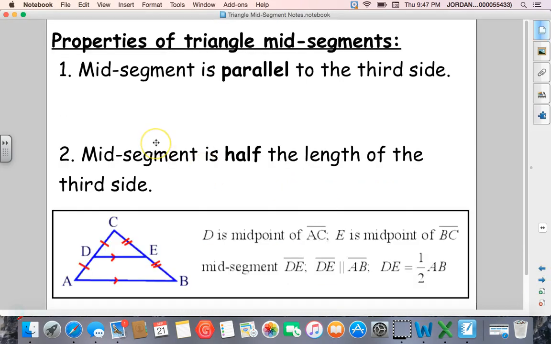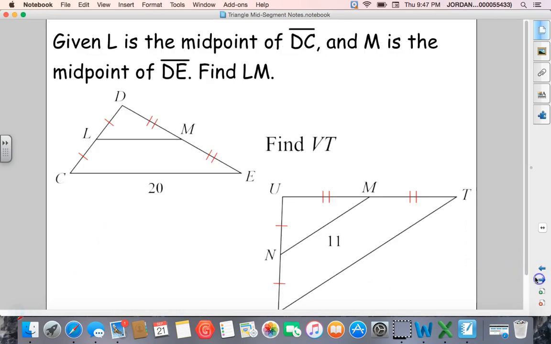Some cool things about mid-segments, okay? Just some properties about mid-segments on a triangle. Mid-segment is always parallel to the third side. You can see right here this little arrow. This little arrow means that these two lines are parallel. So our mid-segment is parallel with the third side. And also, another cool thing is the mid-segment is always half the length of the third side. So whatever the length of this is, the third side is going to be twice as much as the length of that mid-segment right there, which is kind of a cool property about mid-segments and triangles.